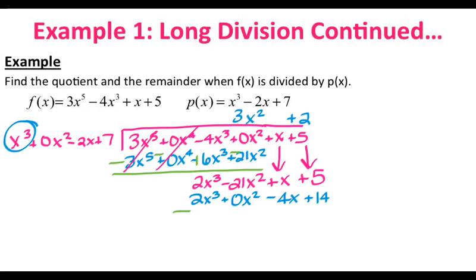So let's draw our line, change the signs. Your x cubes cancel. That leaves you with negative 21x squared plus 5x minus 9. So we can write our final answer.